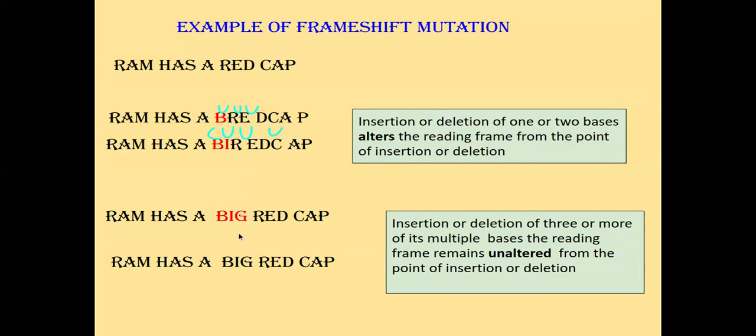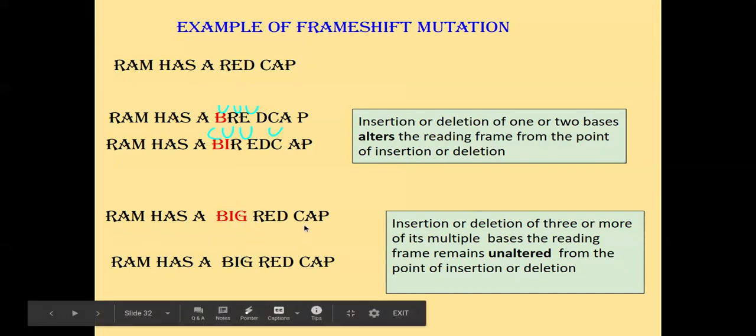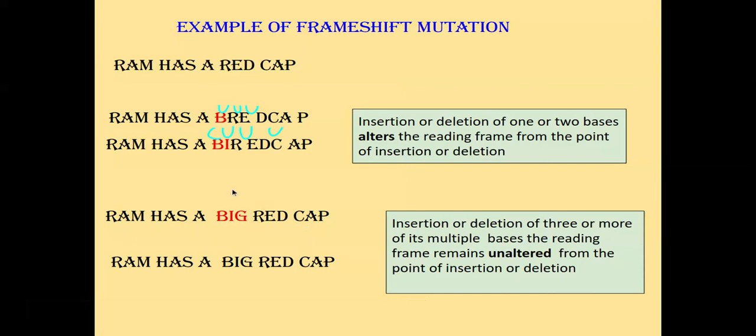However, notice this thing. Suppose an entire word is added. It's only at this point that there is a change, whereas the rest of the sentence remains the same. Same thing happens with a codon. So if you put in an entire codon, that means three or multiples of three bases are added, it does not have such a big difference on the reading frame.